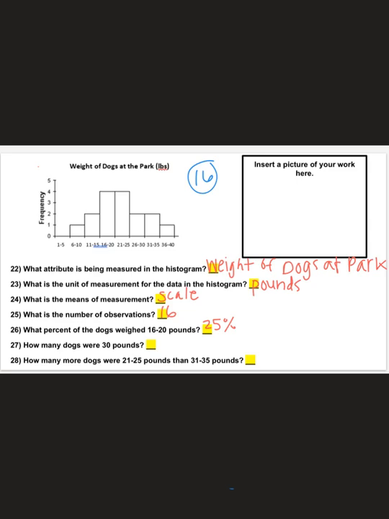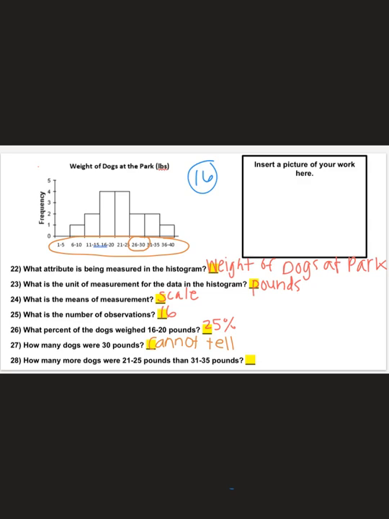Number 27, how many dogs were 30 pounds? So remember, on a histogram, they give you intervals, right? So to figure out how many dogs were 30 pounds, I only know the interval of 26 to 30. I can't tell specifically how many dogs were exactly 30 pounds. So you could put cannot tell, not enough info. Either one works.